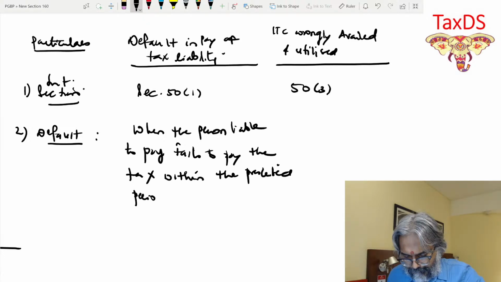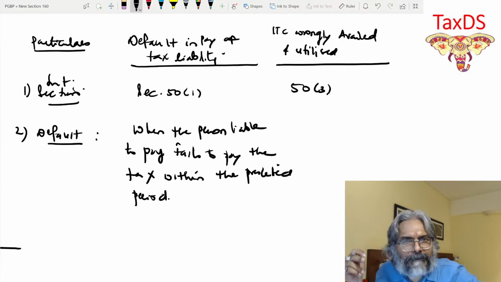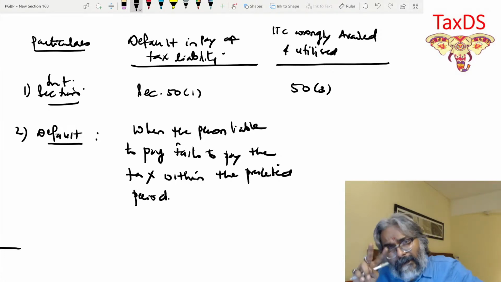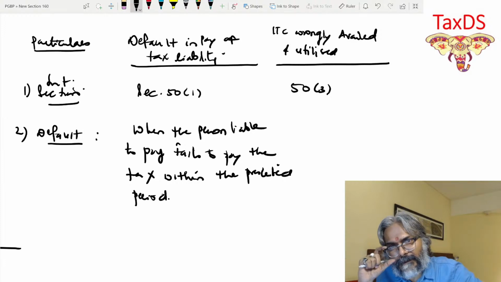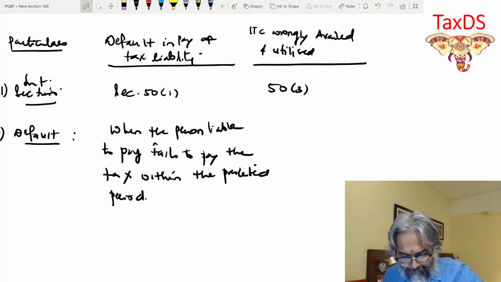The prescribed period, as you know, is the due date of filing the return. I told you in the last lecture also, if you can recall, that the due dates which are being given to us are given from the point of view of the GST return, students. Is that clear to all of you? So when the person liable to pay fails to pay the tax within the prescribed period, that is the default.